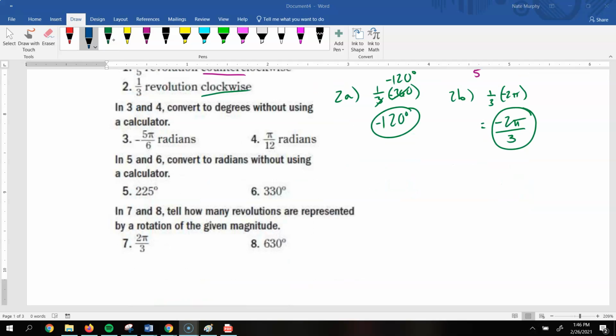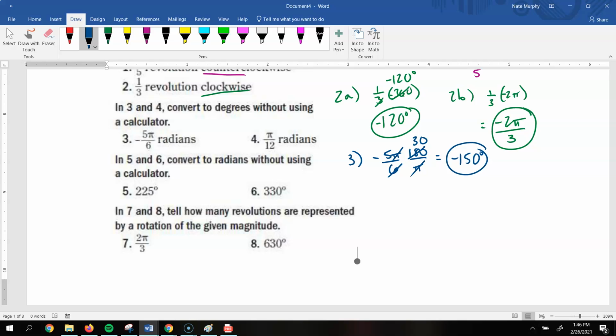All right, let's look at numbers 3 and 4. For numbers 3 and 4, we're going to convert these to degrees without using a calculator. That means we don't want to do this as a decimal. Since the answers are in degrees, they should simplify without a fraction, hopefully. So we would multiply this by 180 over pi. Remember, we want that so the pi's cancel out. I see that 6 goes into 180 evenly, so that's just 30. Now I take negative 5 times 30, and I get negative 150 degrees. That would be my answer for number 3.